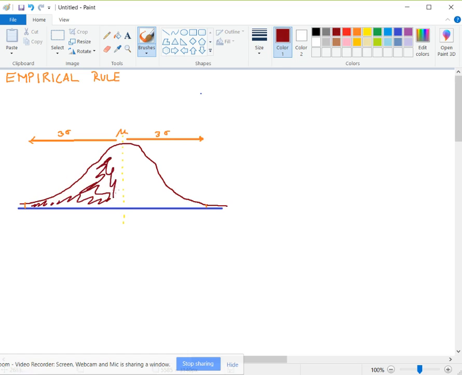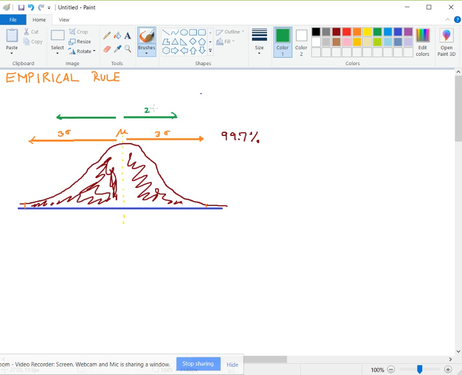So this would account for 99.7% of the data. Now, if instead we were to go 2/3 of that distance, or 2 standard deviations on either side, I'll draw the lines first, come back and put a little arrow tips on them.